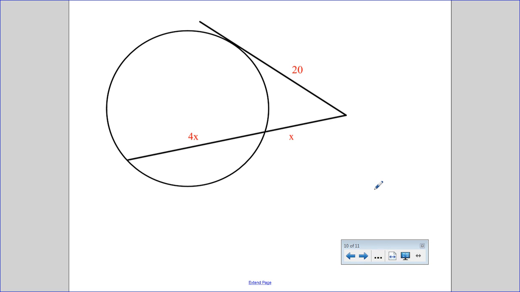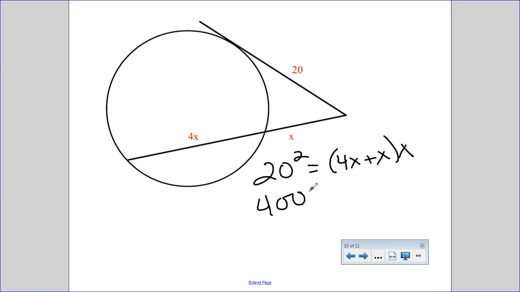All right. This one, same kind of setup, right? This squared, so 20 squared equals, well, the whole piece would be 4x plus x, right? Because it's not indicating that either one of these is a whole. It's saying these are each the pieces, right? So 4x plus x times the outside piece, right? So I can say 400 equals 5x, and combine like terms times x. So 400 equals 5x squared.